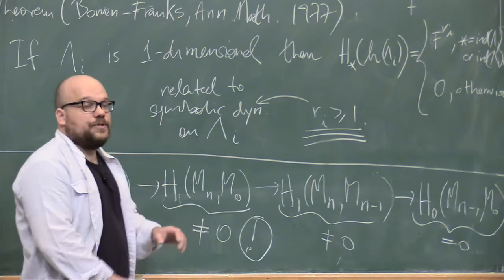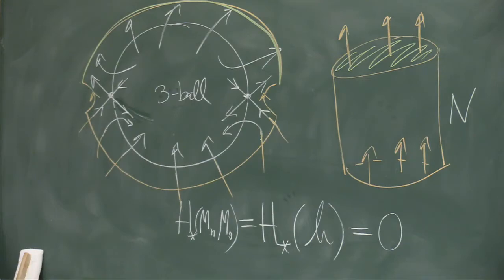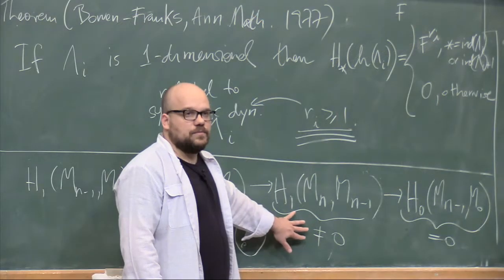So there is a technical issue here. This cannot be applied because you don't know if this set is one-dimensional, but still you can prove, doing some work, not too hard but also not too easy, that this is a non-zero group.